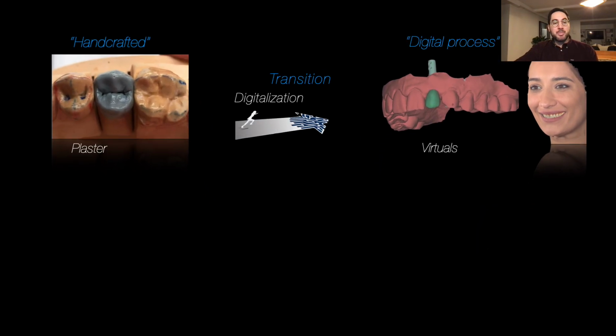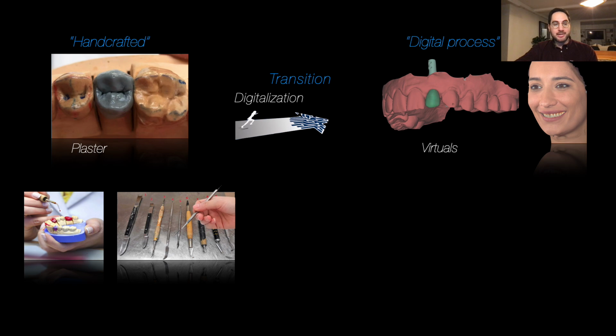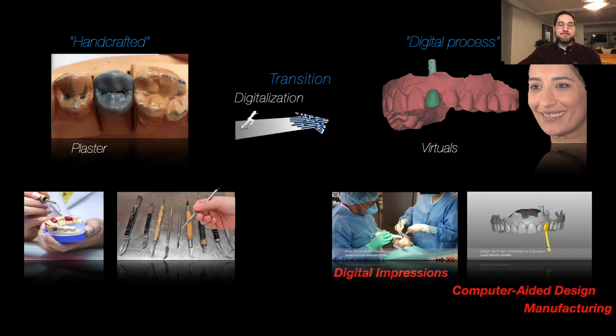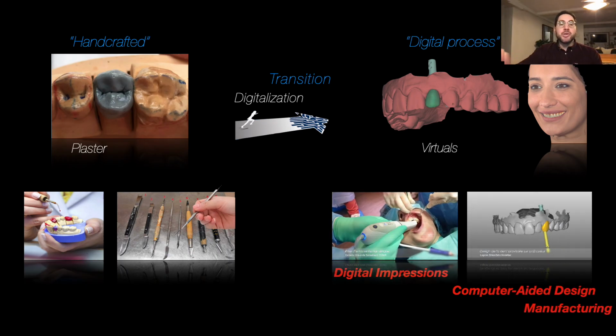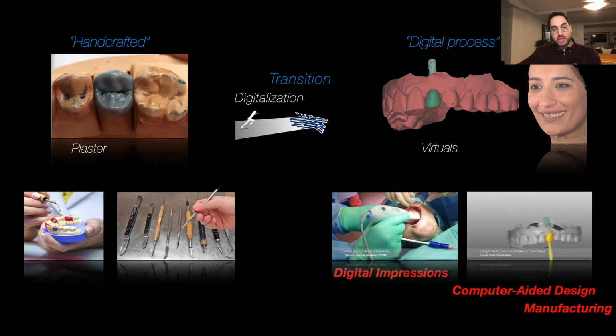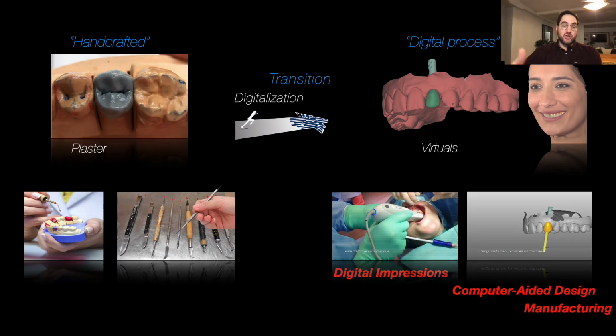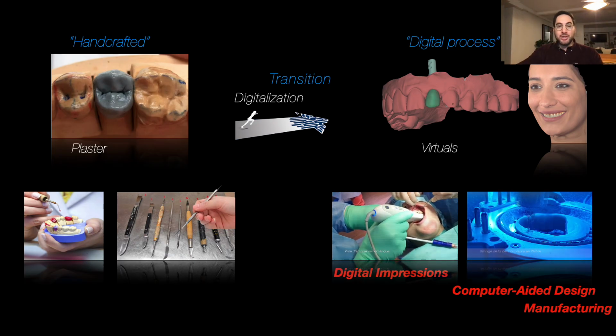And we begin this transition by avoiding plaster models, transforming them into virtual models. We moved away from working with spatulas and wax, but as you all understand, this transformation is driven by different software solutions, all interconnected through digital file exchanges: digital acquisition software, 3D design software, manufacturing software.